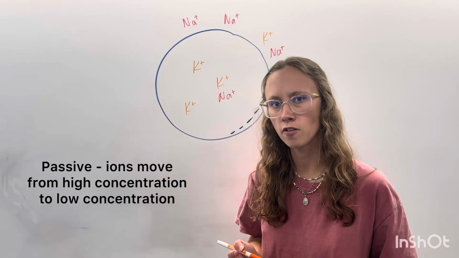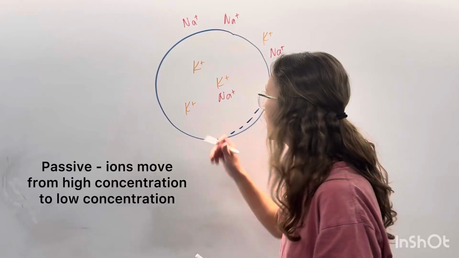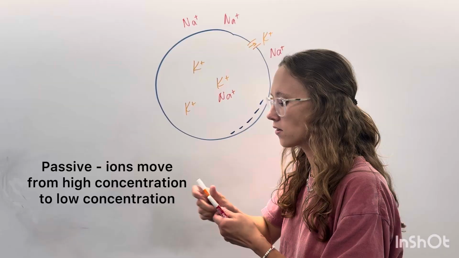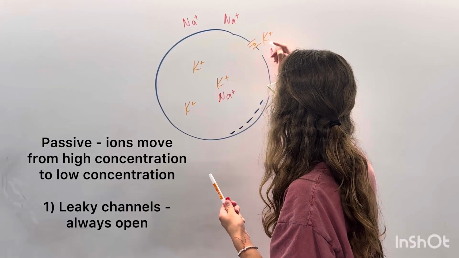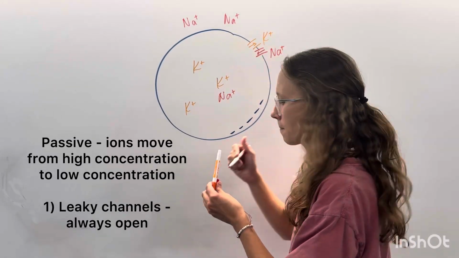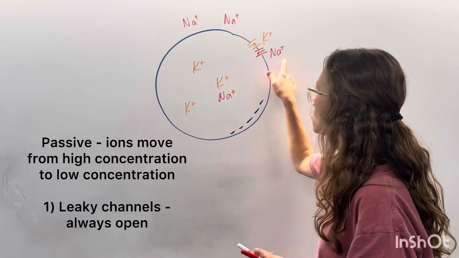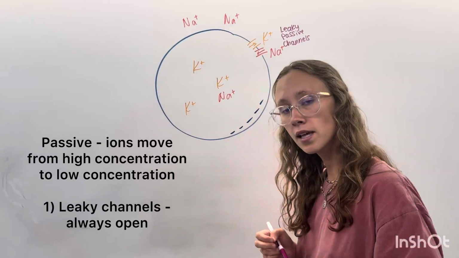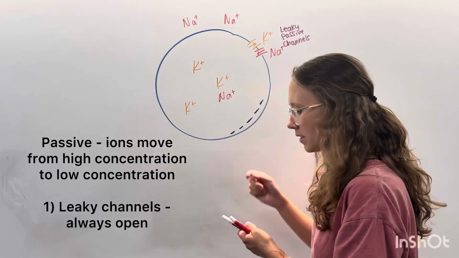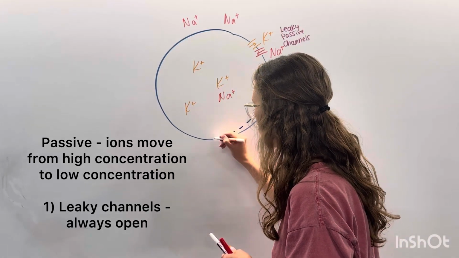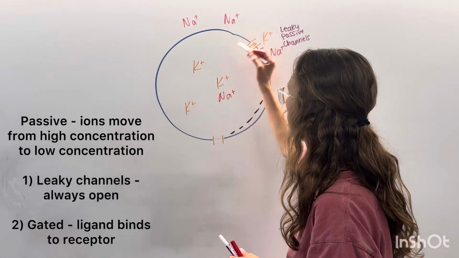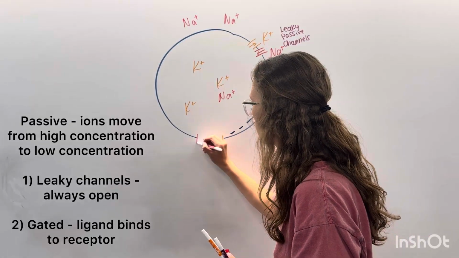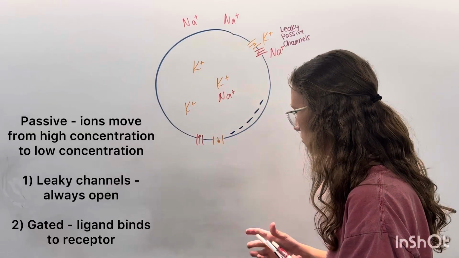Now there are two different types of passive transport. Firstly, we have leaky channels. These channels are always open. They never close. They are always open. They are leaky. So potassium going out, sodium going in because of the high to low passive transport. Secondly, we have another type of passive transport, but now they're gated. So they're not always open. So potassium going from high to low, so still going the same direction, but now we have a little gate on it. And sodium going into the cell.